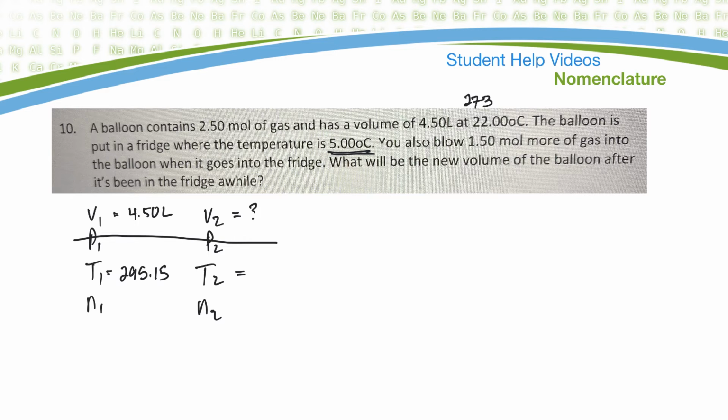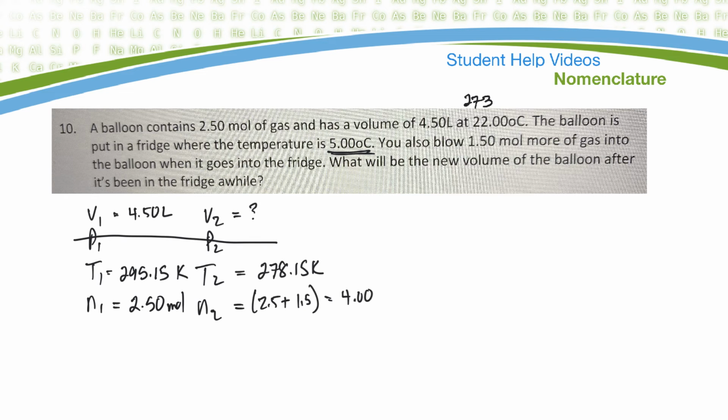Oh, and then they throw it in the fridge, which is at 5. So 273 plus 5 would be 278.15 Kelvin. And then initially we've got 2.50 moles of gas, and then they blow 1.50 moles more. And so our ending number of moles will be whatever 2.5 plus 1.5 is, or I think that's 4.